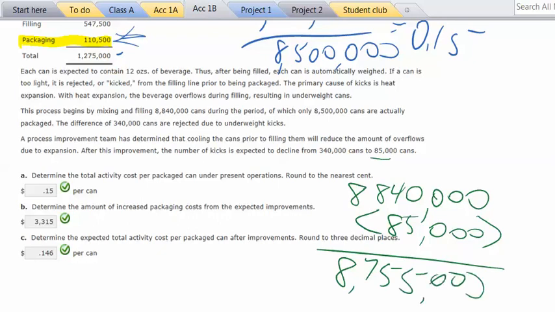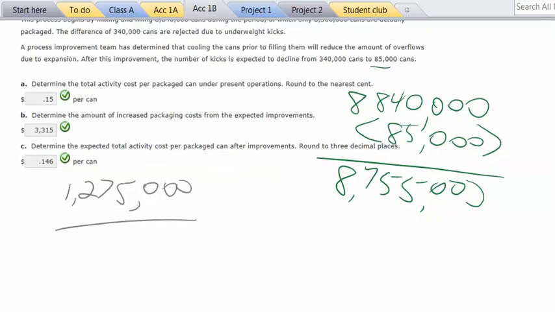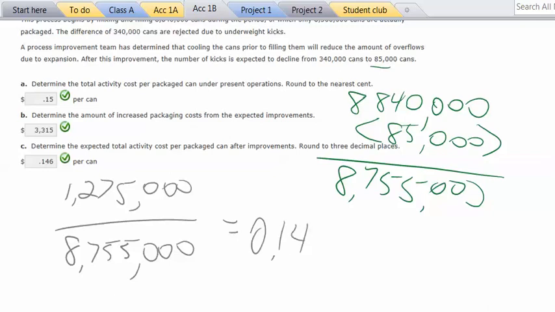So I'll take my total cost of 1,275,000 and divide that by 8,755,000. And I get 0.1456, which rounds up to 0.146.